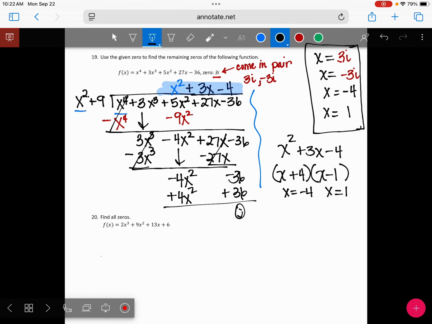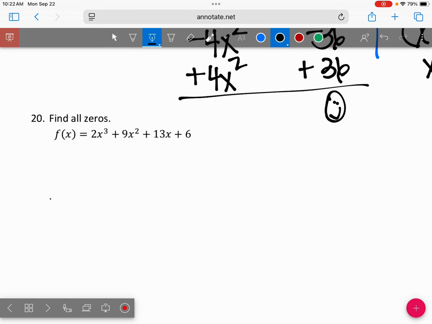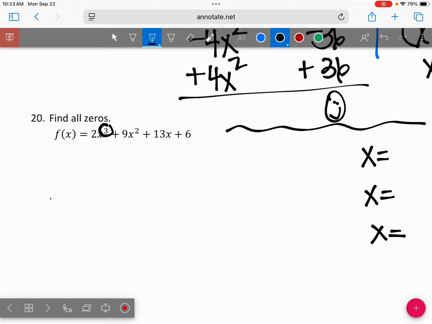All right, let's look at question 20. They don't give us a factor, and they expect us to find all of them. Because it's a third degree, I know I'm looking for 3 answers. Because I don't know a 0, I need to figure out what my possible answers are. Because it's a third degree, I need to find 1 to bring it down to a quadratic.